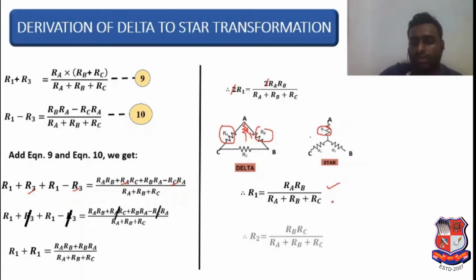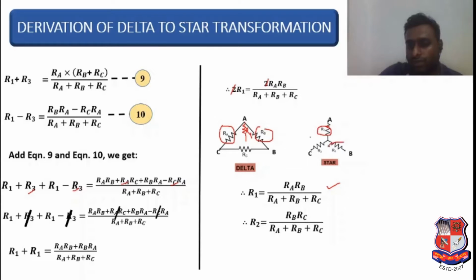Similarly, you can now write for R2. So R2 is over here, and R2 will be RB into RC divided by total resistances. Similarly, if there is an equivalent R3 over here, R3 will be equal to RC into RA divided by total resistances. So this much will be the derivation, that is R1, R2 and R3.